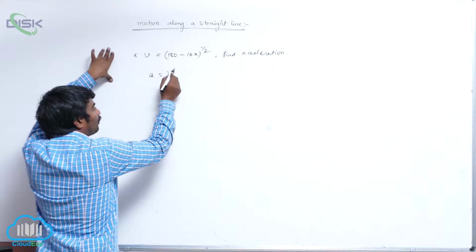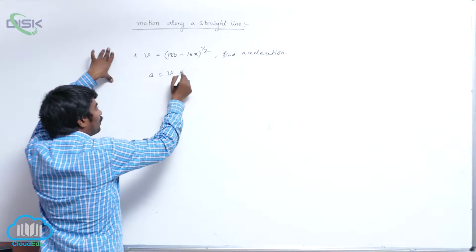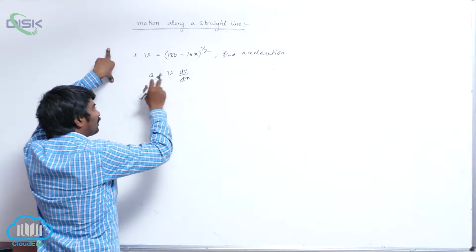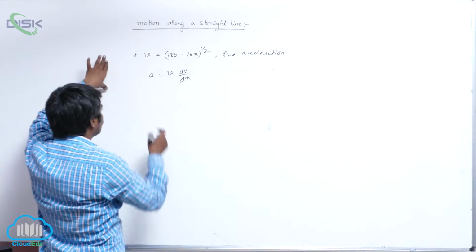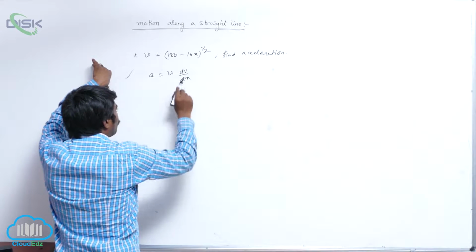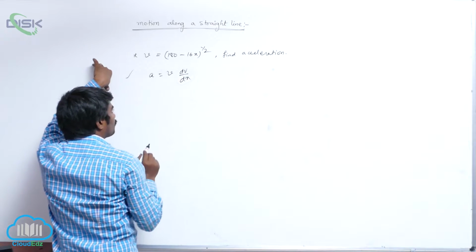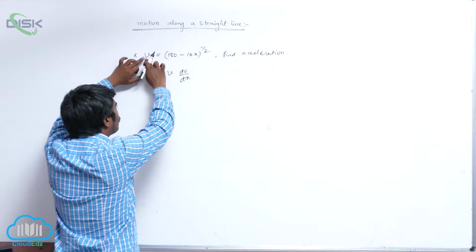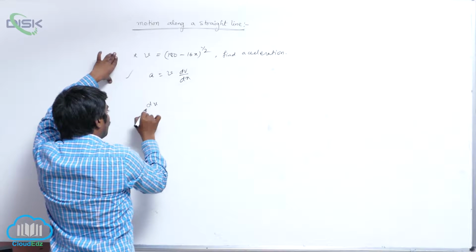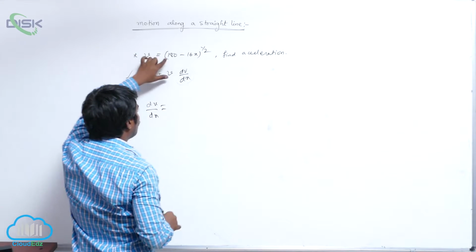We know one formula. If velocity is a function of x, we can do v dv by dx, and that gives you acceleration. So v we directly know, we have to calculate the dv by dx value. That means we have to differentiate this v with respect to x on both sides. So dv by dx is equal to what you can write?